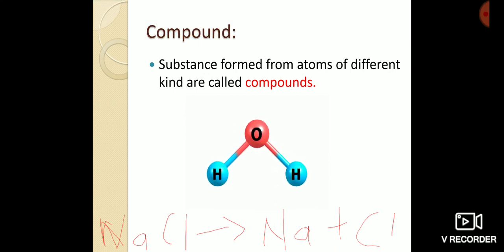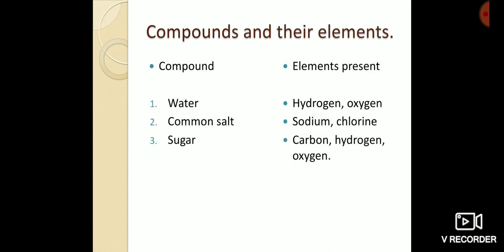Okay, a compound is represented by a formula. For example, H2O is the formula of water and NaCl is the formula of common salt. Here, one chart is given of compounds and the elements present. First is water, which contains the elements hydrogen and oxygen. Common salt contains two elements, sodium and chlorine. And third one is sugar, which contains three elements, carbon, hydrogen and oxygen.